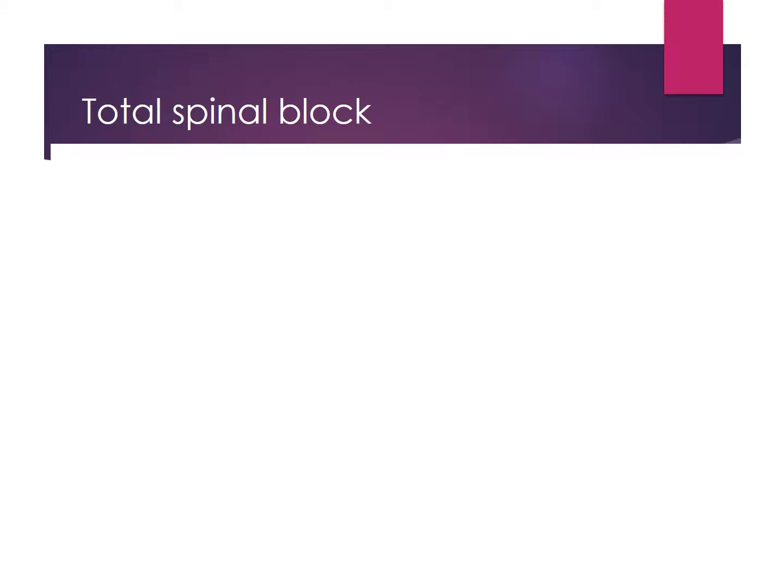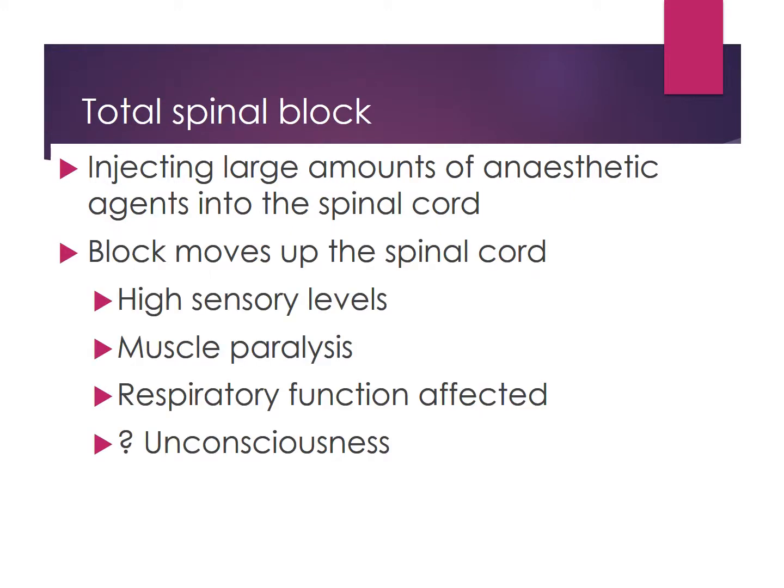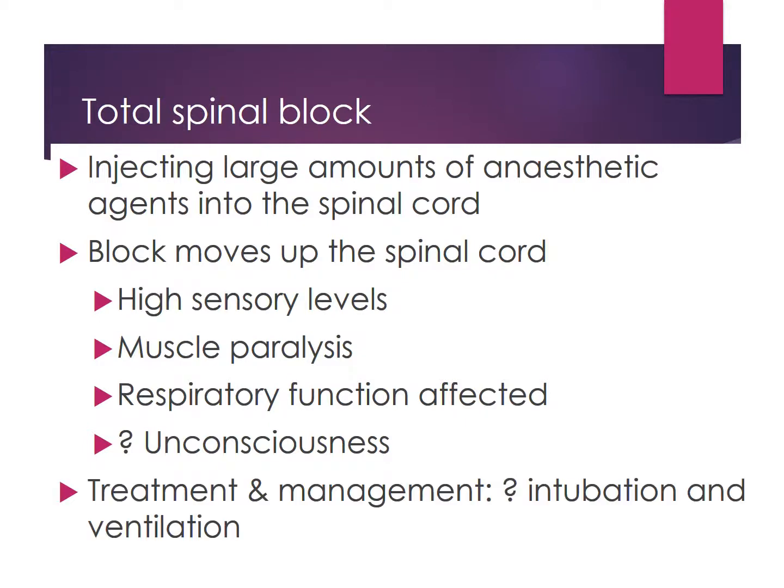Total spinal blockade with the use of local anesthetics could be seen as a potential and a very significant risk. This is when an inadvertent large amount of local anesthetic has been injected into the spinal cord, and that could move cephalically towards the head. That would affect sensory levels and paralyze muscles, and that could in turn affect the respiratory function and ventilation and gas exchange. In severe cases, it could also cause unconsciousness.